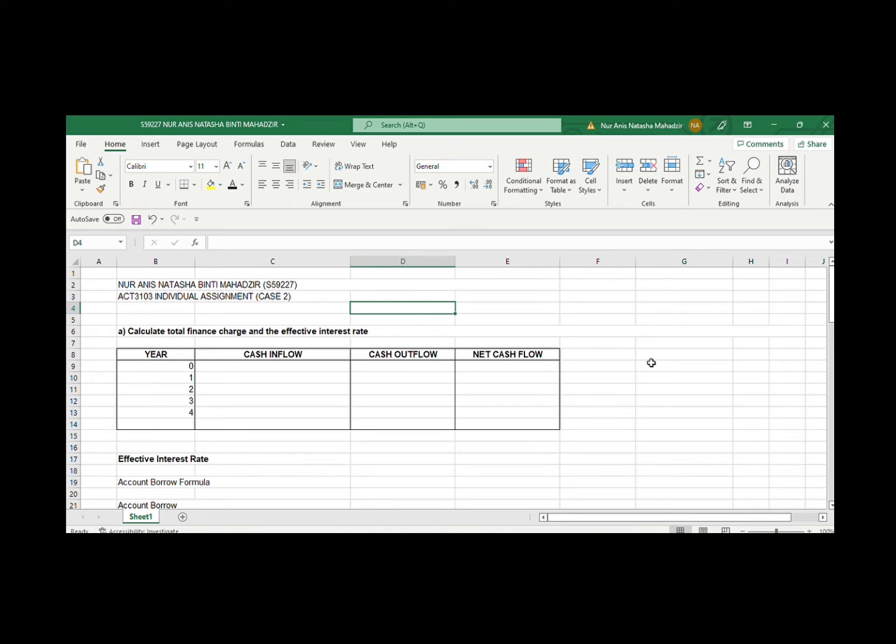So here I am to give you the solution for case 2. From this case, we have to find the total finance charge and the effective interest rate, prepare the lease receivable schedule, and lastly, prepare the journal entry of the lessor.